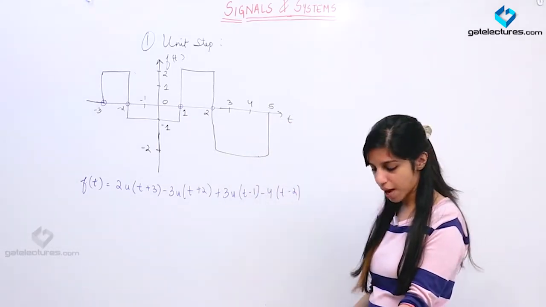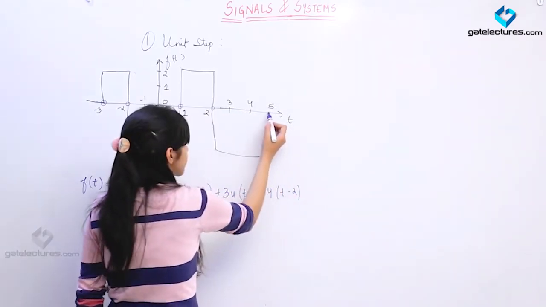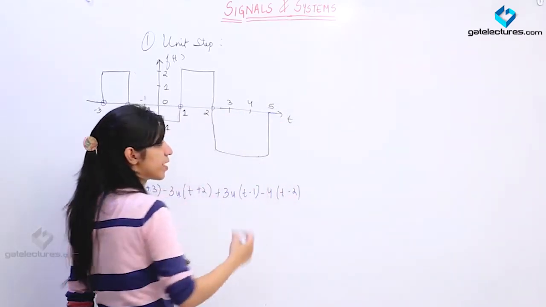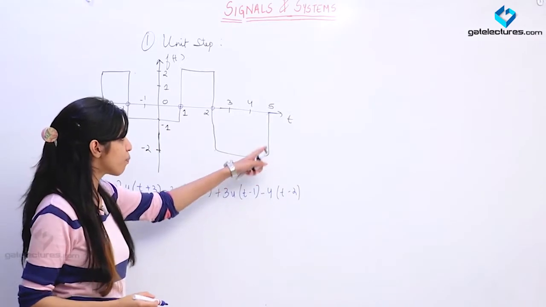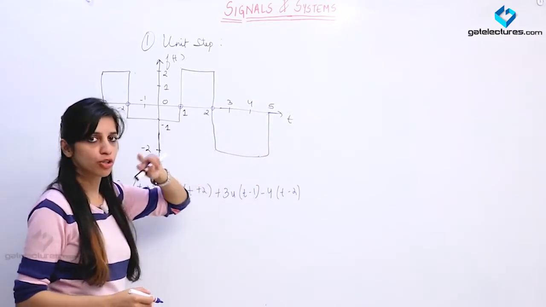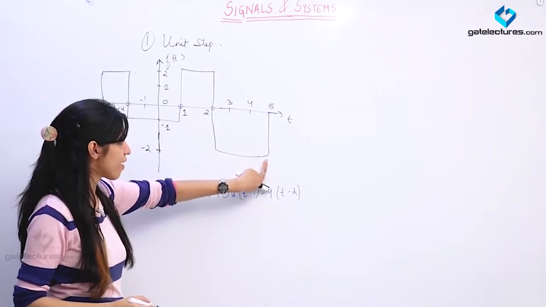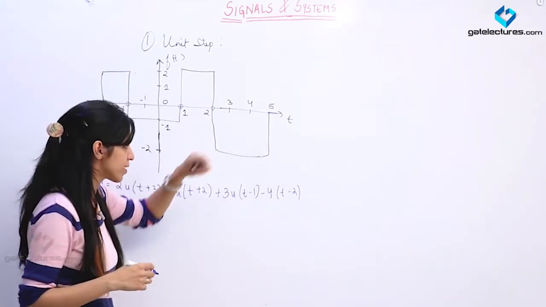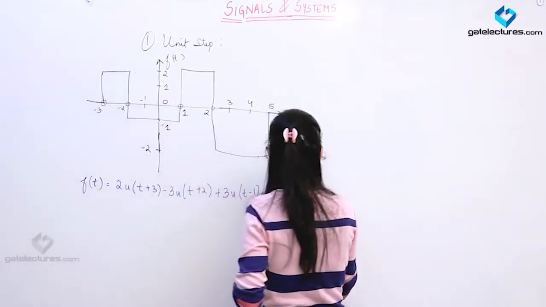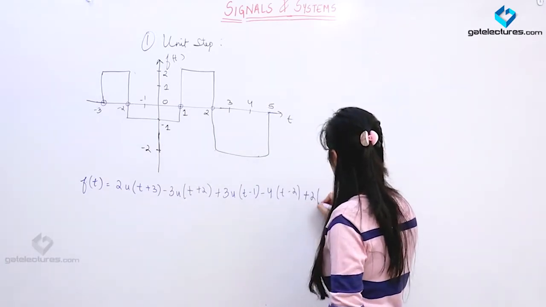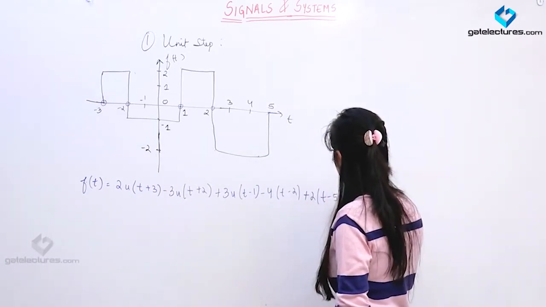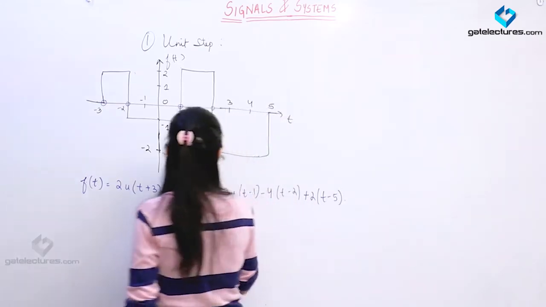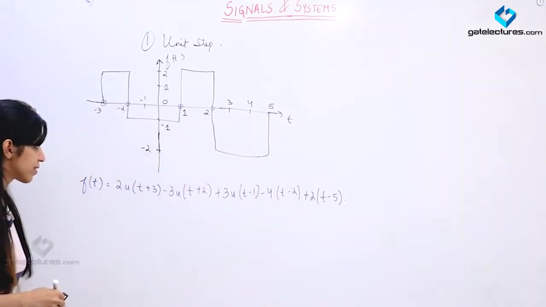Now at 5 what happened? The final value of the signal became 0. So I had a positive step of how much? 2 units. Why? Because initially the value was -2, finally it became 0. So 0 minus -2 makes it +2. So I am going to write it as +2, and at what instant? T minus 5. So this is going to be my complete signal.